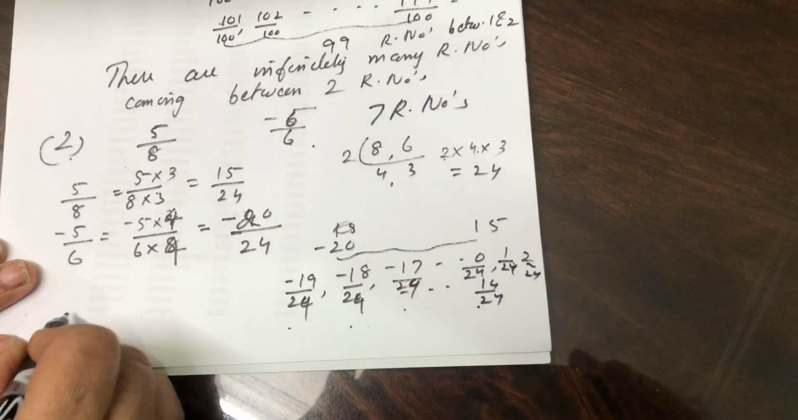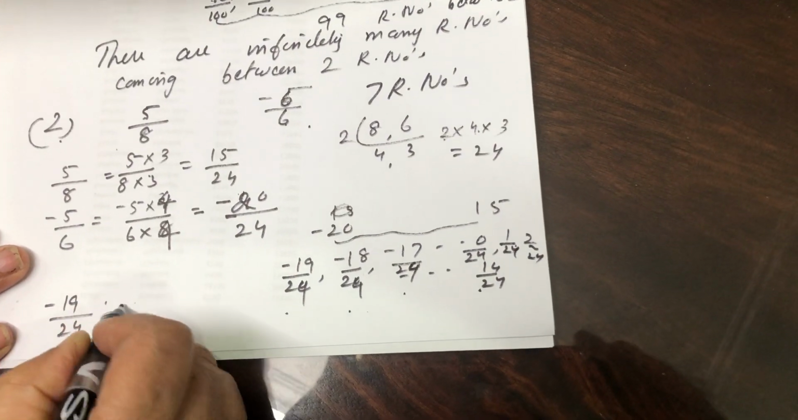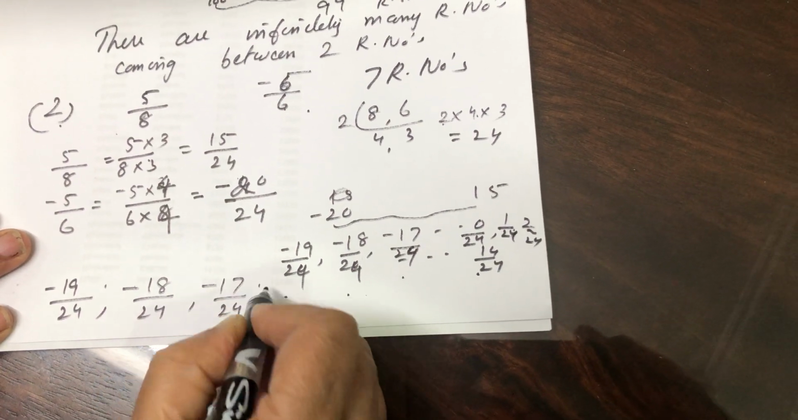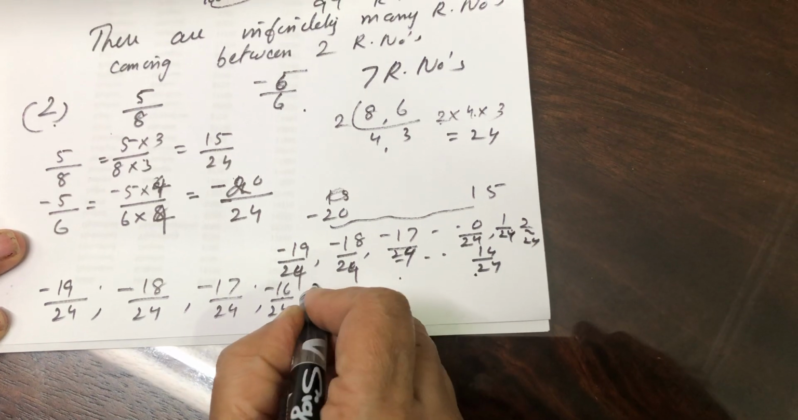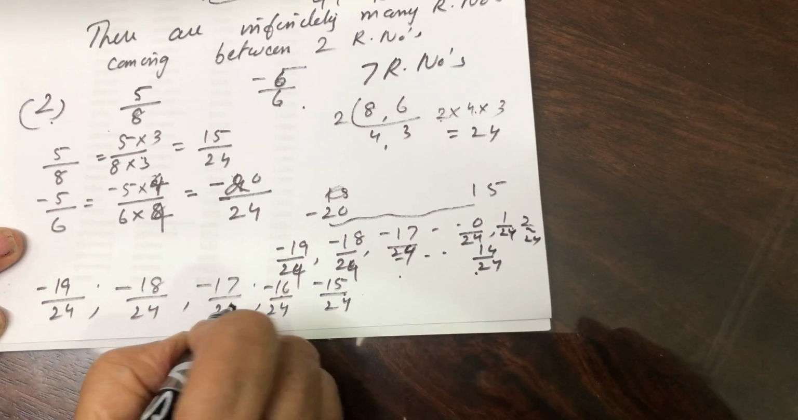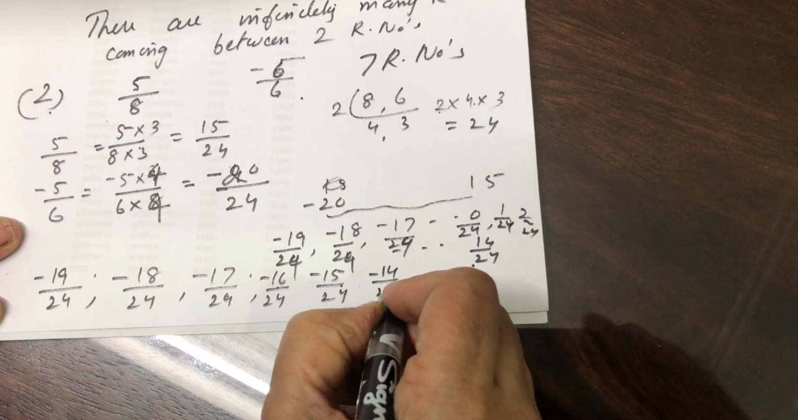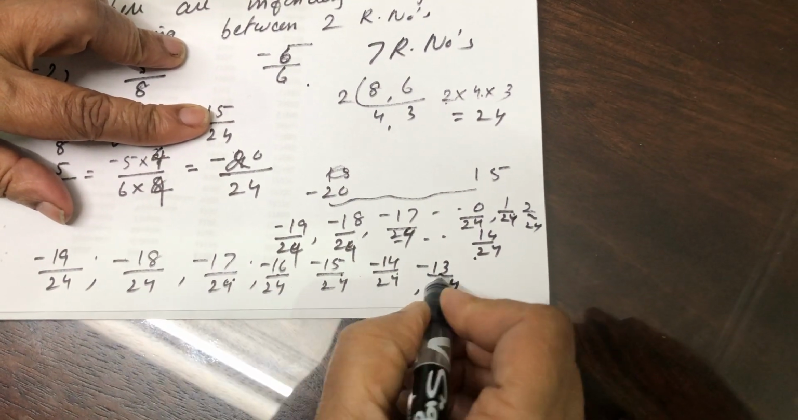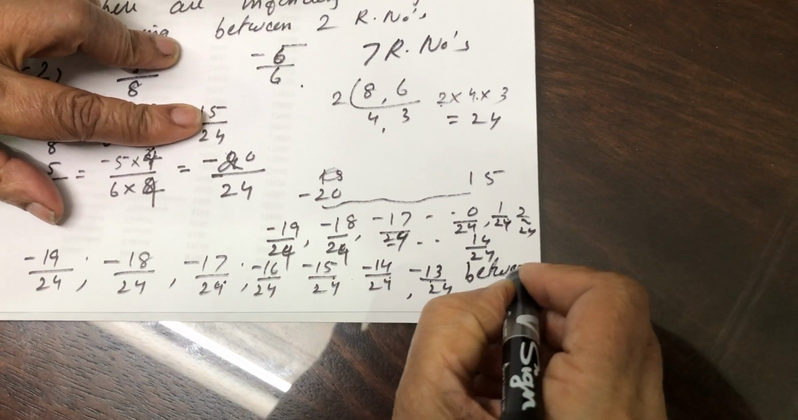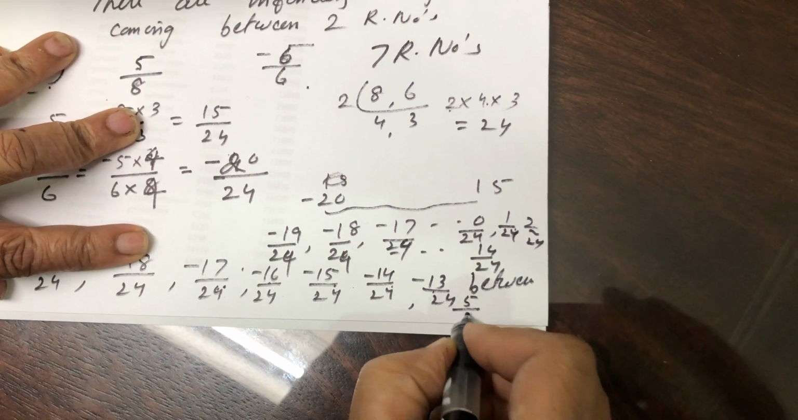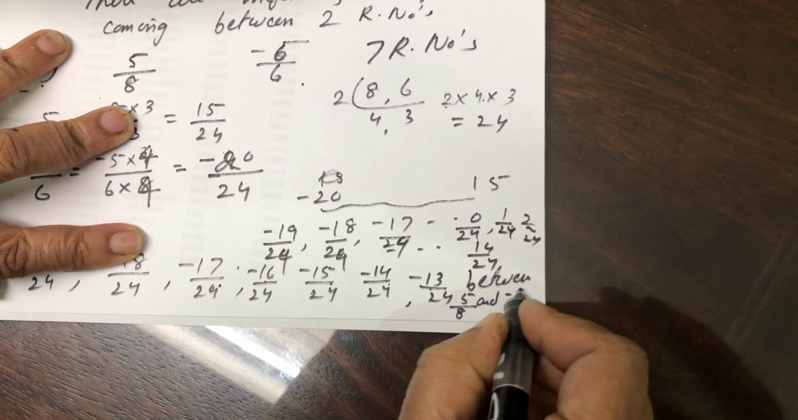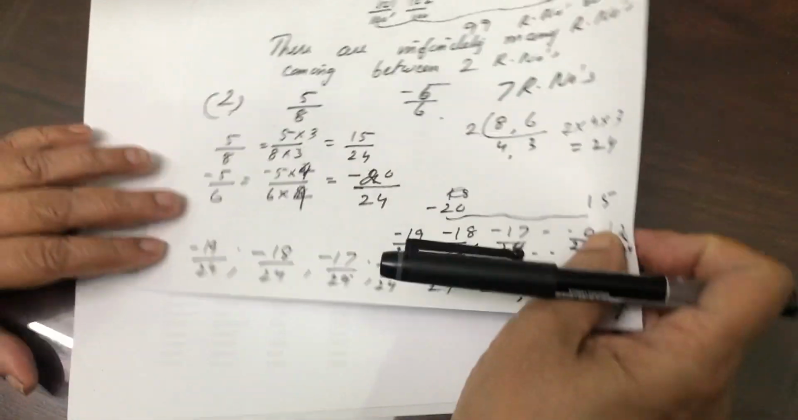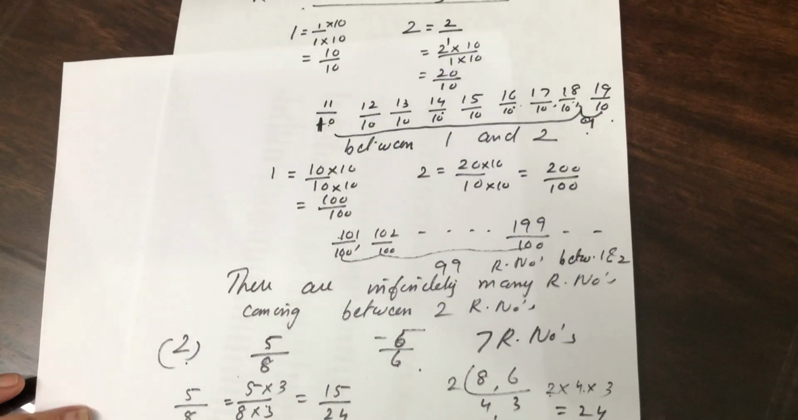So you can write down minus 19 by 24, minus 18 by 24, minus 17 by 24, minus 16 by 24, minus 15 by 24, minus 14 by 24, minus 13 by 24. That is 7 numbers between 5 by 8 and minus 5 by 6. So here, I have shown you two or three examples.